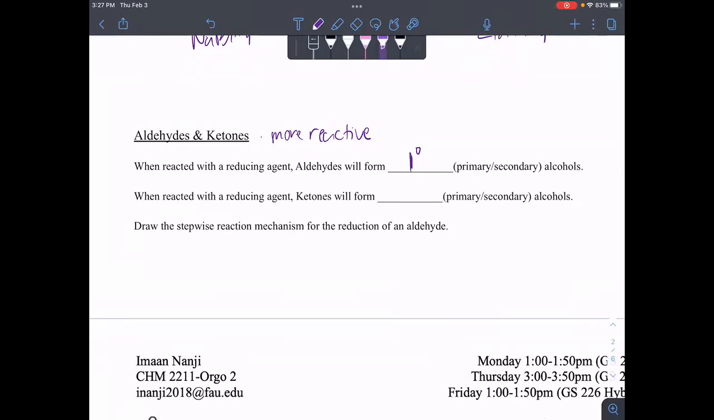And what about ketones? Needs to be protonated. It what? It needs to be protonated. They do need to be protonated, but could it form a primary or secondary alcohol? Yeah, only secondary because there's already two things attached to it.